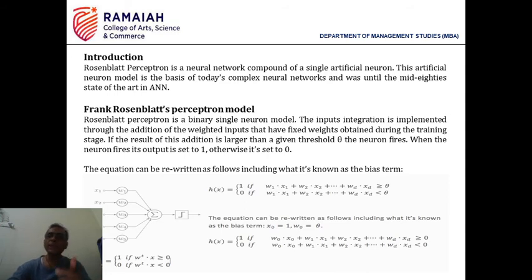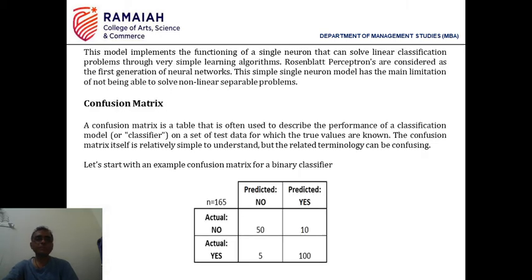Now this equation can be rewritten by including what is known as the bias term: x0 equals 1 and w0 equals minus theta. Now h of x equals 1 if w0 x0 plus w1 x1 plus w2 x2 plus w3 x3 and so on till wd xd is greater than or equal to 0. Similarly, h of x equals 0 if w0 x0 plus w1 x1 and so on till wd xd is less than 0. This model implements the functioning of a single neuron that can solve linear classification problems through very simple learning algorithms.